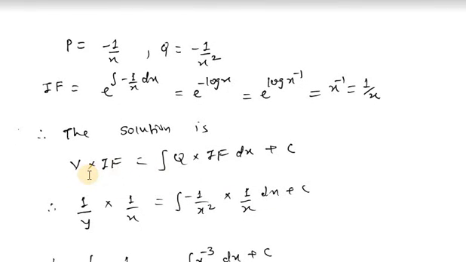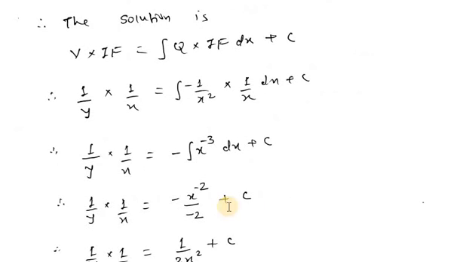Now the solution is v into IF equals integration q into IF dx plus c, replacing v by 1 upon y. IF is 1 upon x, q is minus 1 upon x square, and IF is 1 upon x, dx plus c.